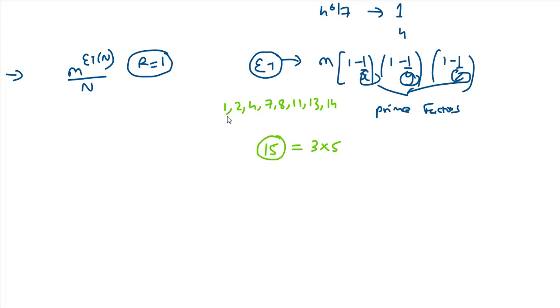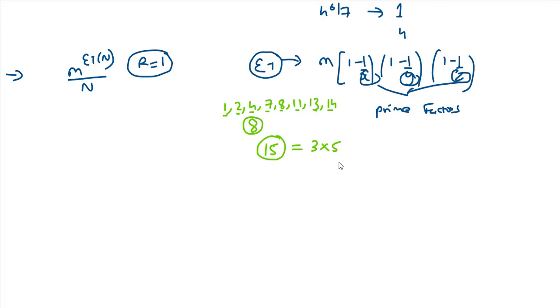If you count it, it will be 1, 2, 3, 4, 5, 6, 7, 8. So there are 8 numbers which are less than 15 and co-prime with it. This was by manual calculation. If the number is large, you cannot list them down and count it. You can use directly this formula and find what is the Euler's totient.